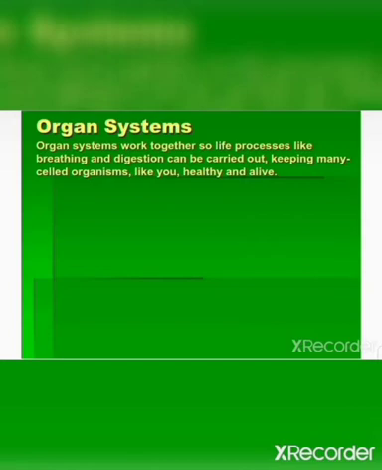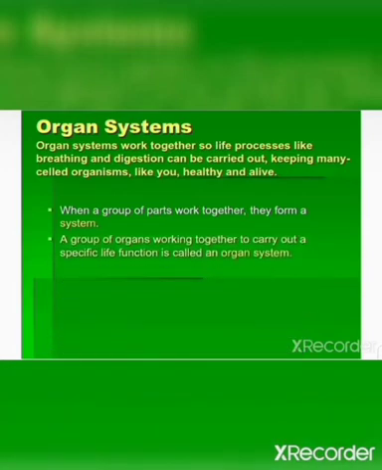So when our organs combine together, they form an organ system. Organ systems work together so life processes like breathing and digestion can be carried out, keeping many-celled organisms like you healthy and alive. So when a group of parts work together, they form a system, right? A group of organs working together to carry out a specific life function is called an organ system. A plant's root system, leaves are an organ system.